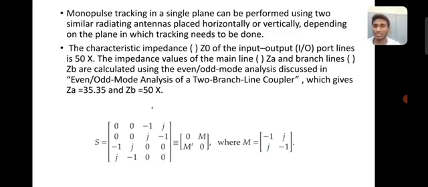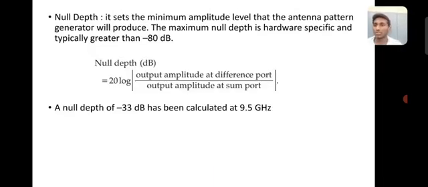Here you can see the matrix describing the impedance of a monopulse tracking single plane comparator. So another parameter we calculate is null depth. It is a minimum amplitude level that the antenna pattern generator will produce.